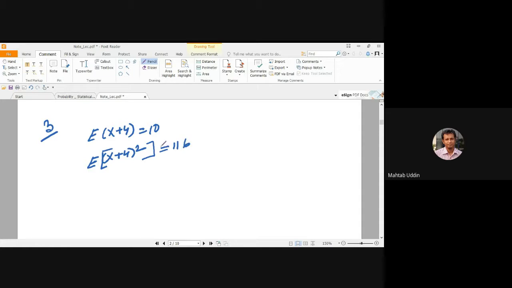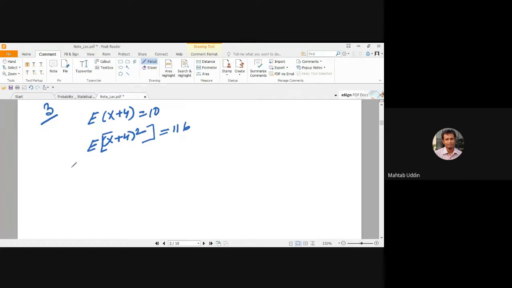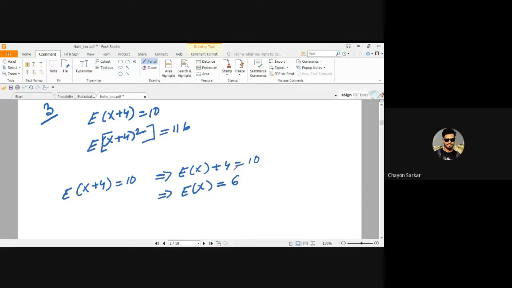Okay. Now we have to use them to find other quantities. You can see expectation of x plus 4 equal to 10, but using the linearity condition, we can write expectation of x plus 4 equal to 10. So what is expectation of x? 6, isn't it? Yes, sir.